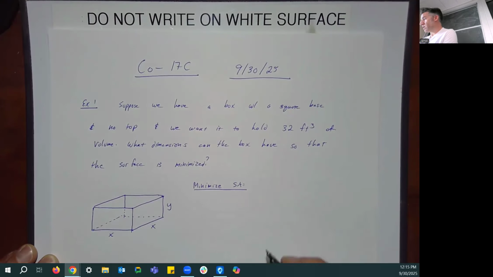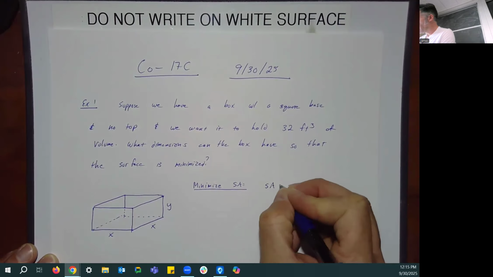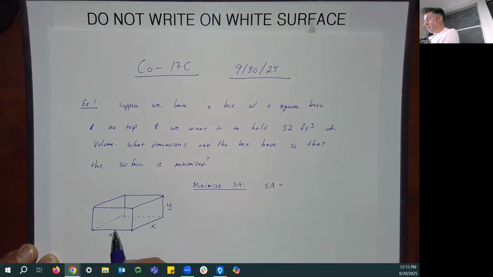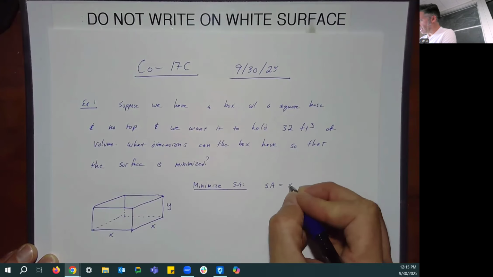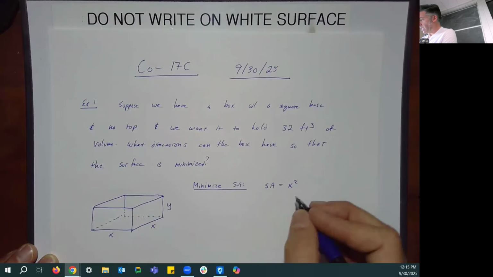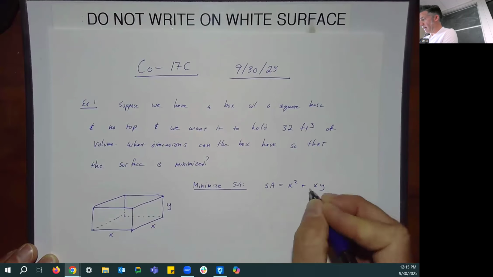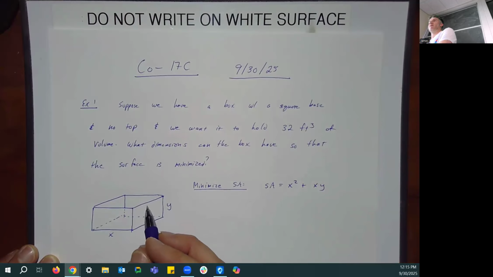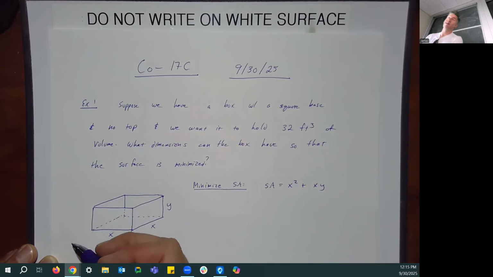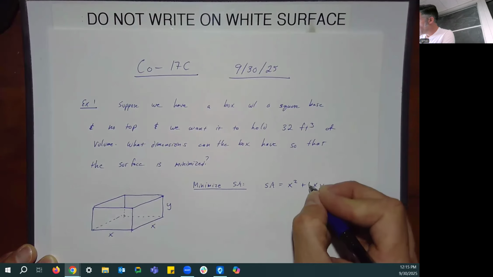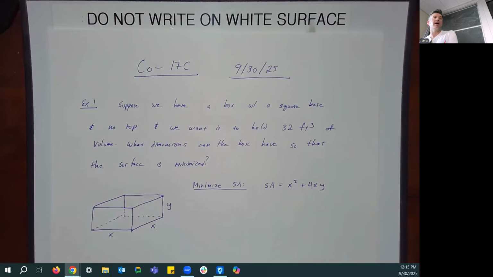So the surface area equation is going to be: I have the bottom of the box, which is x times x. I have the front face, which is x times y, the back face, also x times y, the left side face, also x times y, and the right side face, also x times y. So we have four faces that all have an area of x times y, so we have 4xy. If the box wasn't open, if it was closed, we'd have 2x squared plus 4xy.